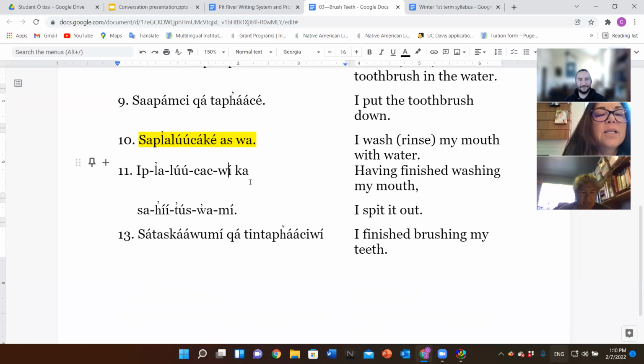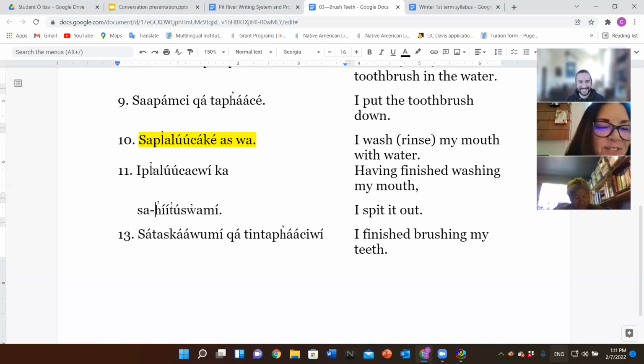Ip lalu jatswika sahitus wami. Really good. Sahitus. Sahi tus wami. Oh my gosh. We got this. Oh my God. We're the last two hanging on for dear life.